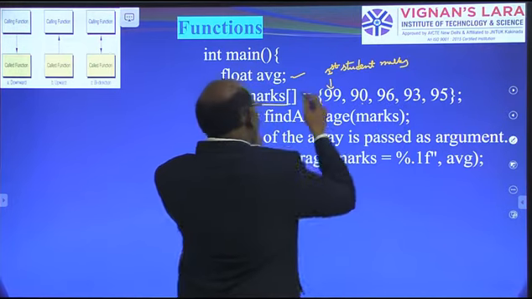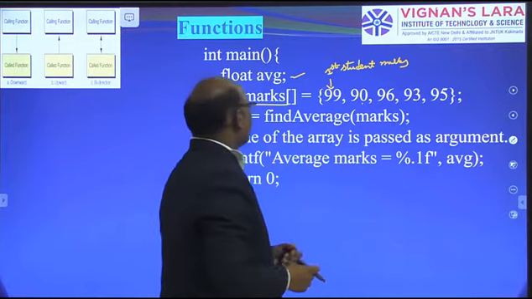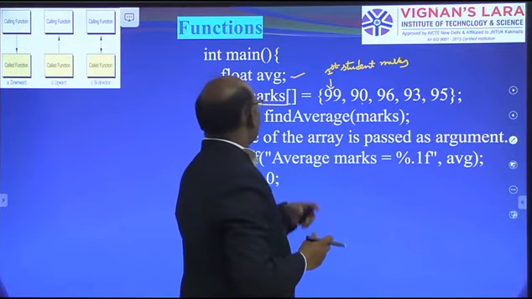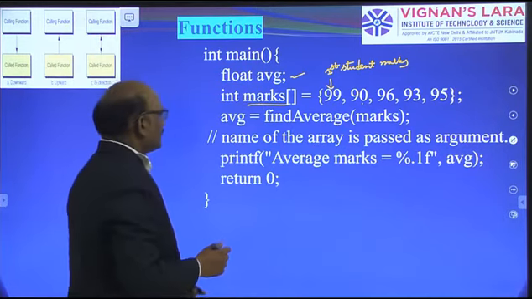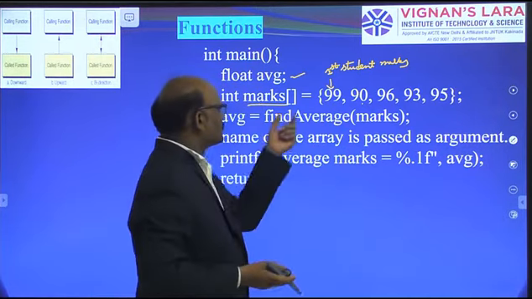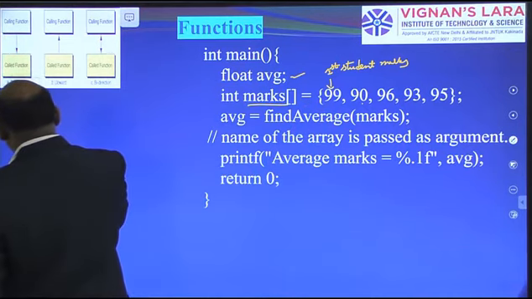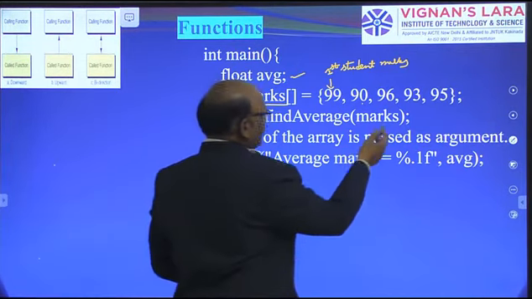So here we are taking a marks array. I am initializing 5 values, right? So 5 student marks, or you can imagine marks of 1 student in 5 subjects, whatever it is. Right, so marks of 1 student in 5 subjects. Find the average of the marks.